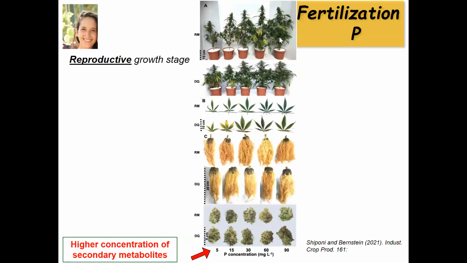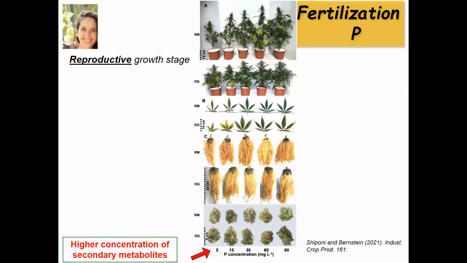So these are the results that we did for the flowering period. This is for two varieties of medical cannabis. And again, we've used from 5 to 90 ppm phosphorus. And again, what we've seen is very similar to what we've seen for nitrogen and potassium.